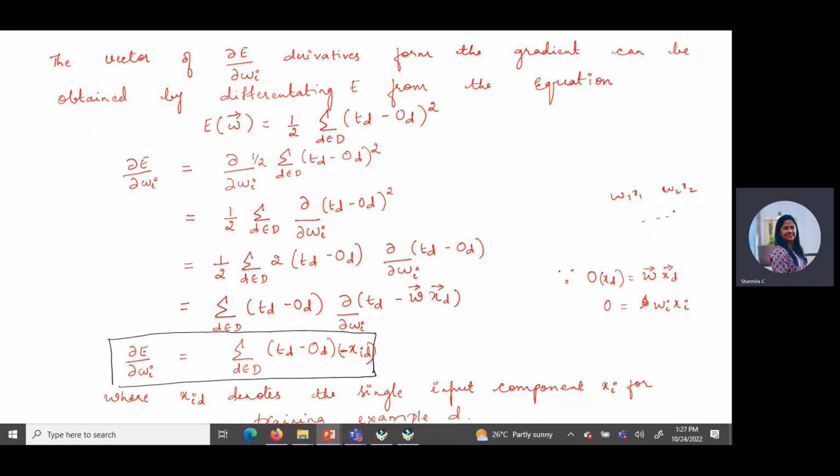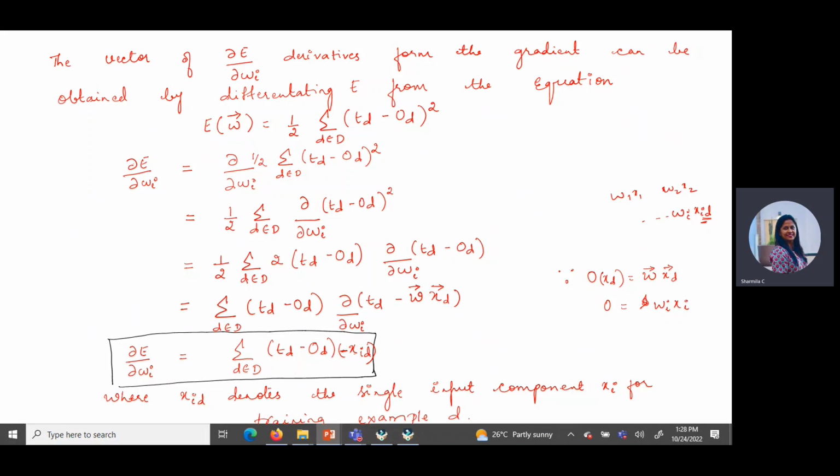The last value left out is Wi into Xi for the training example d, and this is what is differentiated with respect to this weight. So we get minus xid, the negative sign of xid. So the derivative of E with respect to the weight Wi equals the summation over d belonging to D of (td minus od) times minus xid, where this term denotes a single input component xi from the training example d.